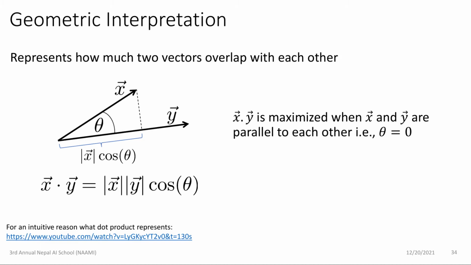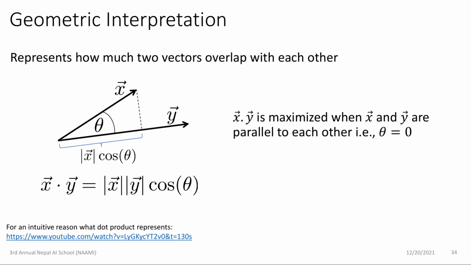Oh, sorry, this should be 0 when theta is 0, not pi by 2. And when x and y are completely perpendicular to each other, they have no effect on each other basically, so their dot product is 0. That is one intuition that you can look into.